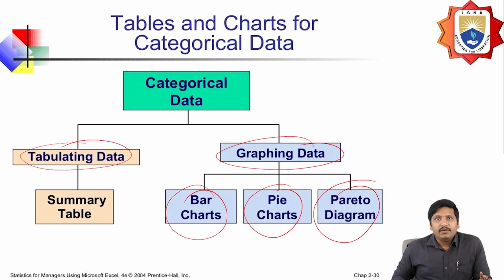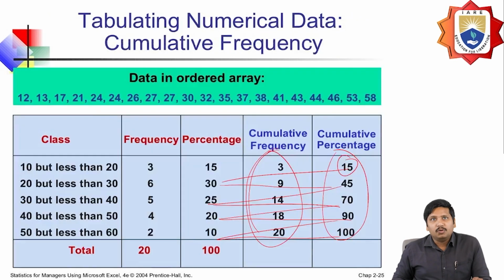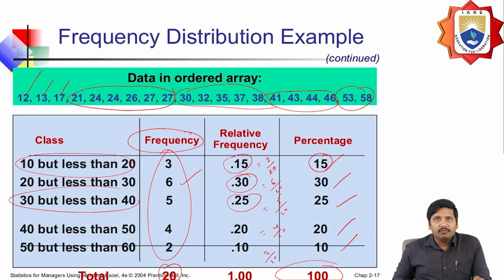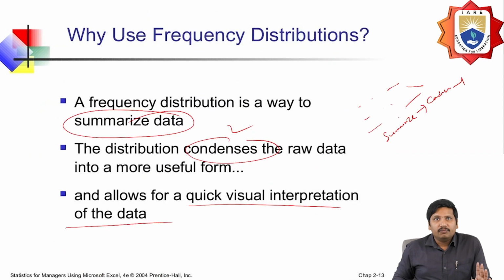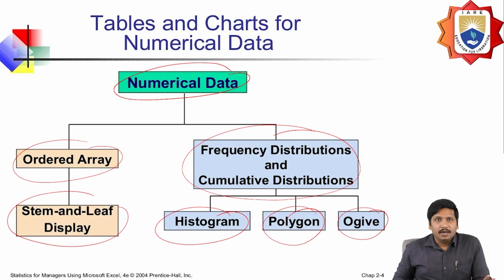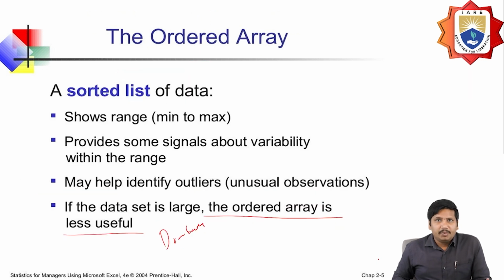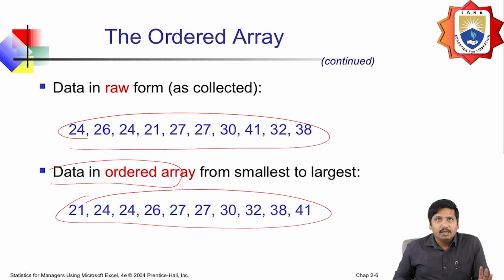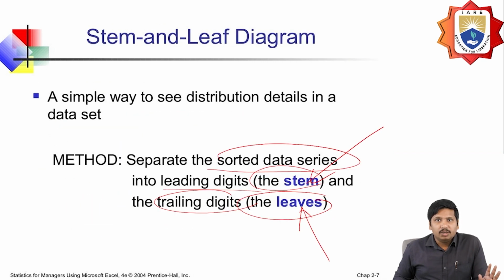Okay, so these are the various types of diagrams we are going to construct. For the numerical data, the very first thing is that we're going to have the ordered array and stem and leaf diagram, and then frequency distribution, where we are able to see the histogram, polygon, and ogive. Ordered array means the data is arranged in sorting order. And once the data is ordered, then we apply methods like the stem and leaf diagram.